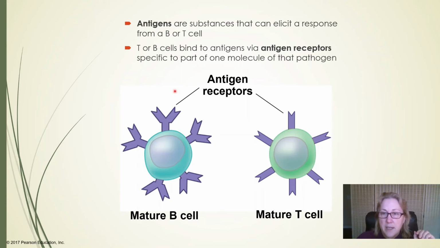T cells and B cells have receptors on their surface that are stuck in their plasma membrane that can recognize different antigens. So each B cell or T cell only recognizes one kind of antigen, and we have tens of thousands of different ones. So each one only recognizes one, but in a conglomeration, all of your B cells and T cells can recognize tens of thousands of different shapes.